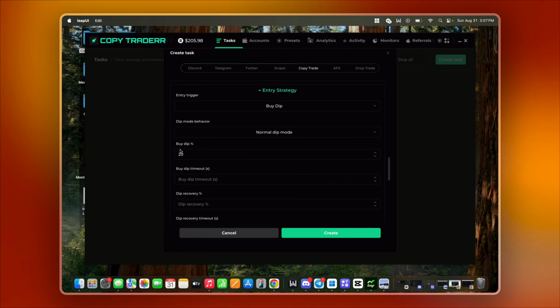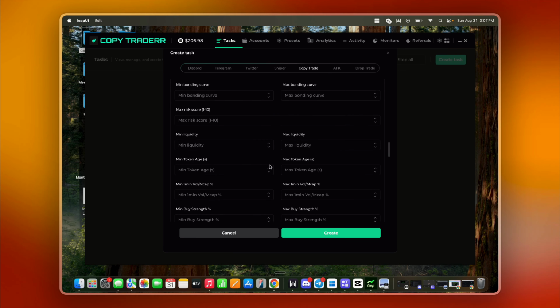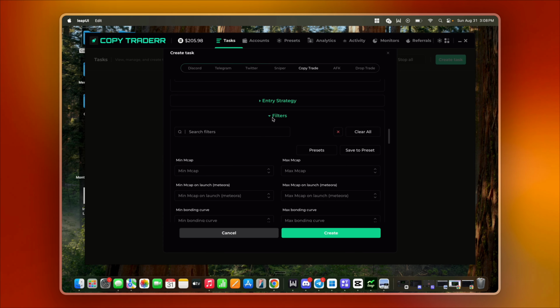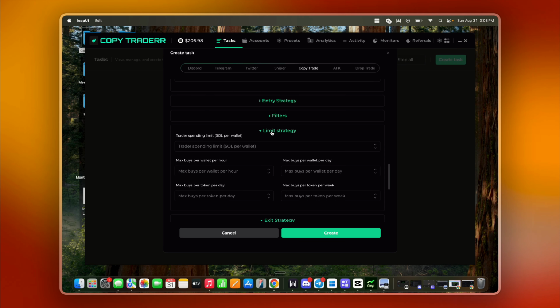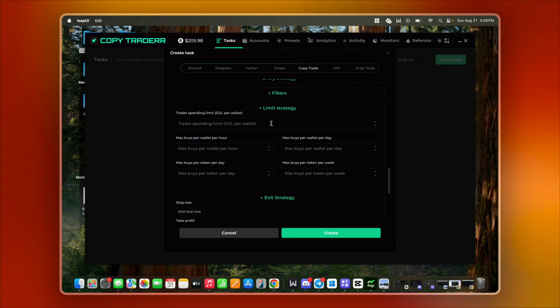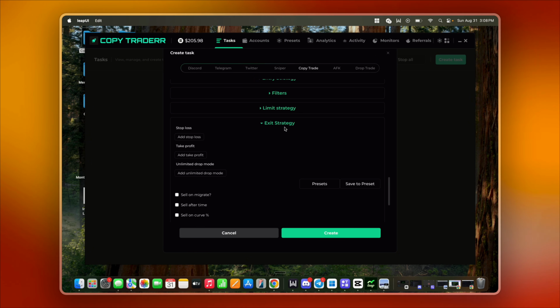Entry strategy. We're not going to buy on a dip. In this case, since we're using smart copy mode, I can set my filters, filter out tokens which I do not want to get in with low liquidity, low market caps if I'm not into that. I can set a limiting strategy, which means if any wallet loses me a certain amount of money, that wallet will be paused immediately. I can set a max buys per hour and a max buys per day per token and per wallet. And then I come to the exit strategies.